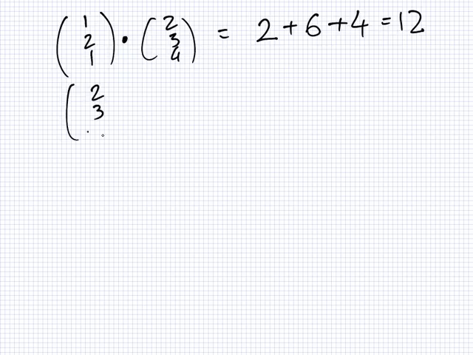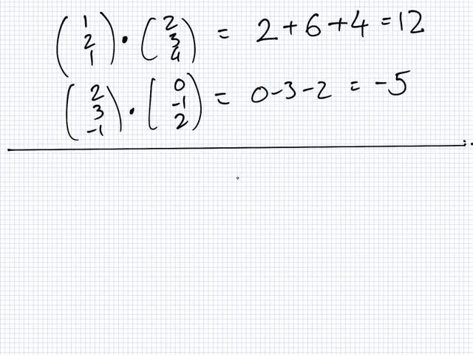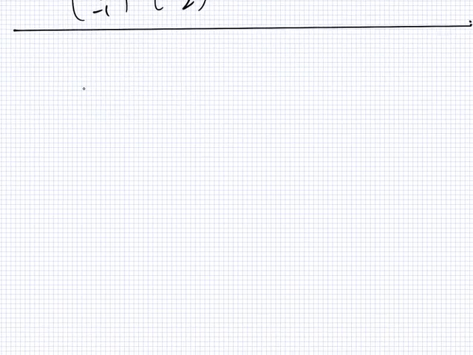(2, 3, minus 1) dot (0, minus 1, 2). 0 minus 3 minus 2, which is minus 5 then. Yeah? Got that okay? Alright, so let's have a look maybe at a harder one here. Or actually, maybe we should have a look at some properties of dot products.